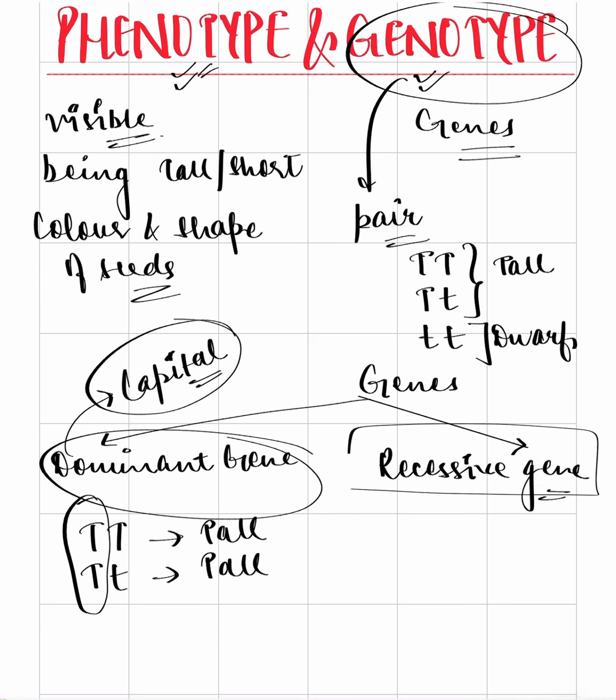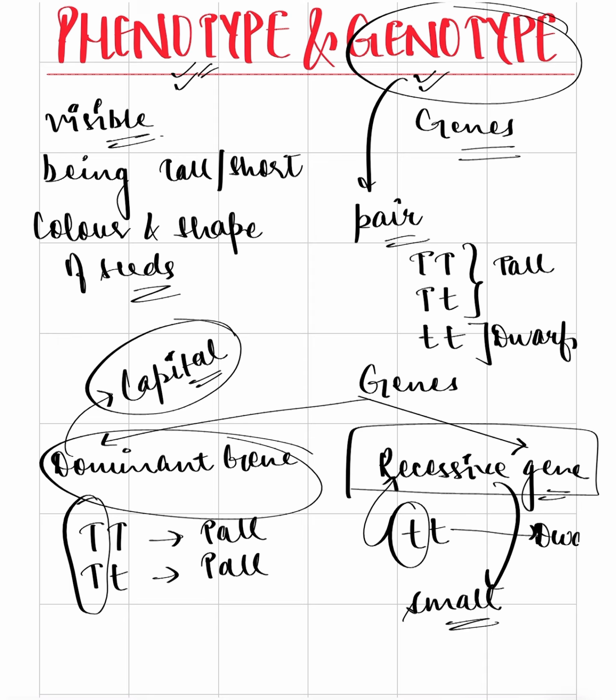Next is the recessive gene. Recessive gene is the gene which can express itself only in the presence of another identical gene. For example, small t, small t. This small t is a recessive gene. Recessive genes are represented by small letters. So here the individual would be dwarf.